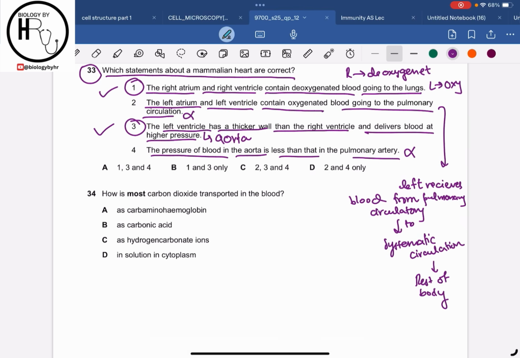The pressure of the aorta is greater than the pulmonary artery, because the blood is already coming from behind at a higher pressure. The left ventricle is pushing it with a thicker wall, which means it is pushing it with a higher pressure. So in the aorta the blood is at a higher pressure because it has to go to all of the body. From the pulmonary artery it simply has to go to the lungs, right? So that is why the correct answer over here would be option B. 1 and 3 are the correct answers.